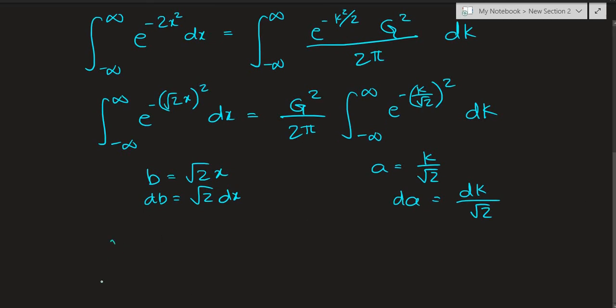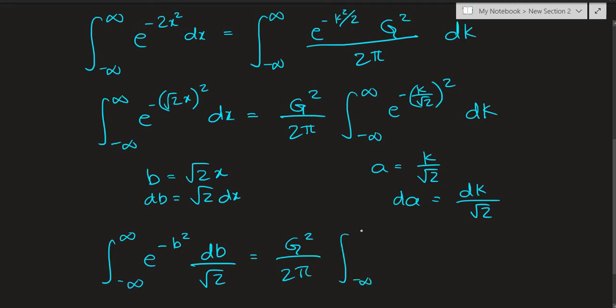So in all we have the integral, upper and lower bounds remain the same, negative infinity to infinity. That's the best part of such improper integrals, that making linear substitutions doesn't change the upper and lower bounds. So we have e raised to negative b squared, and dx is db over root 2, and on this side we have g squared over 2 pi times, again upper and lower bounds remain the same, negative infinity to infinity of e raised to negative a squared, dk is nothing but root 2 dA.